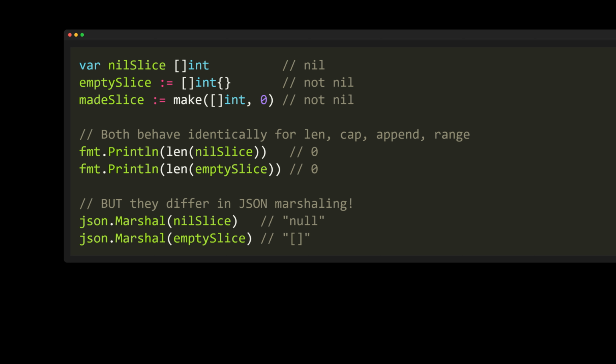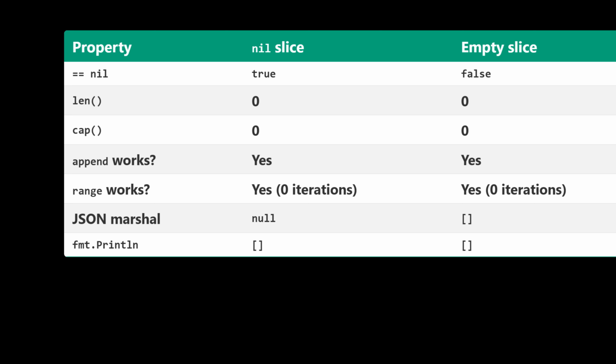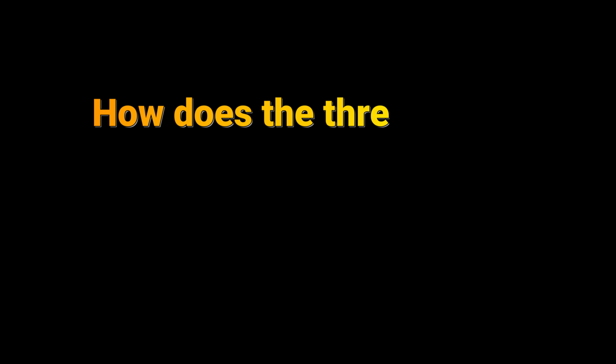The important difference happens when you convert them to JSON format. A nil slice becomes the word null in JSON, while an empty slice becomes empty square brackets. If you are working with JSON, you need to choose which one you want. For most other cases, it is better to use a nil slice.